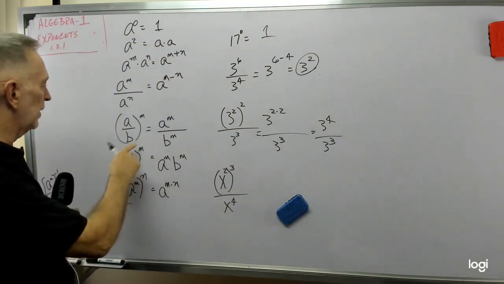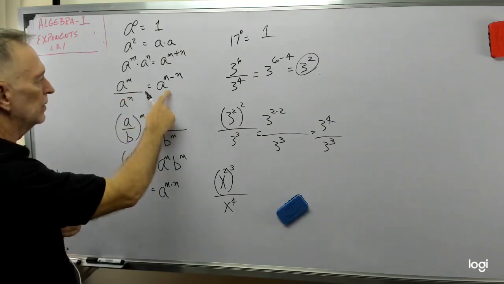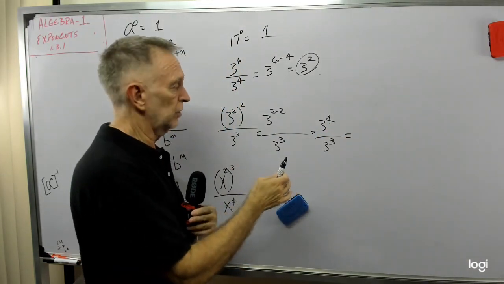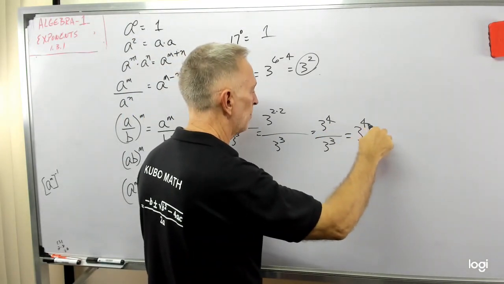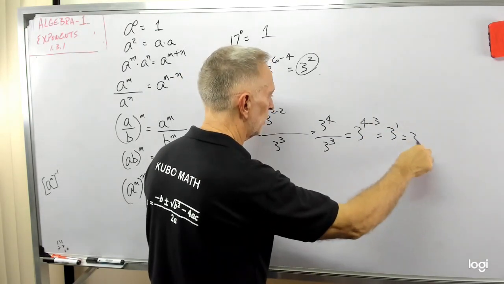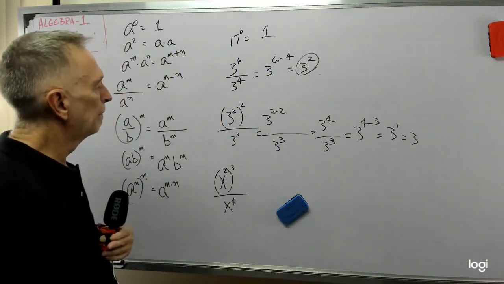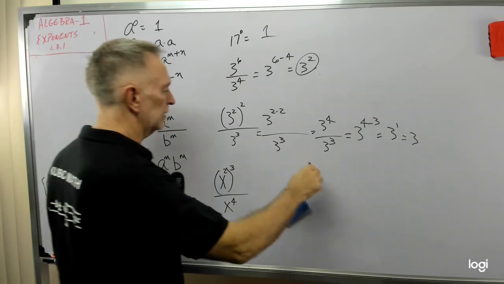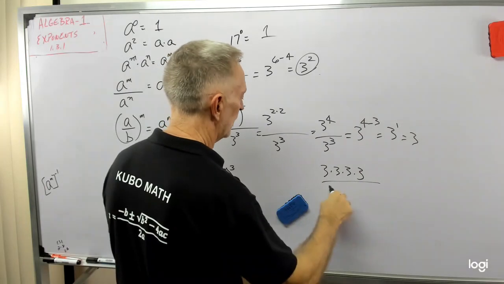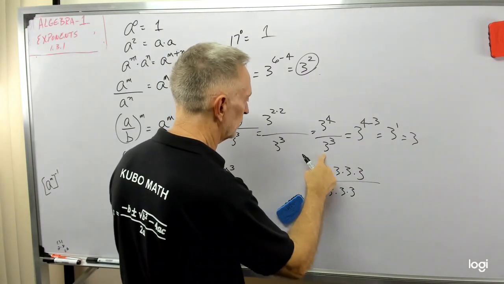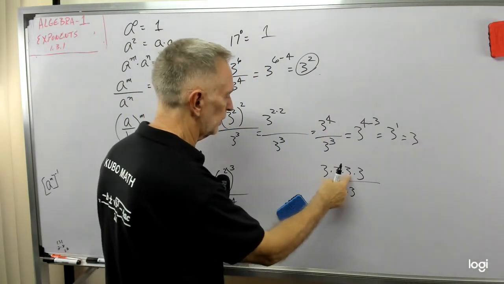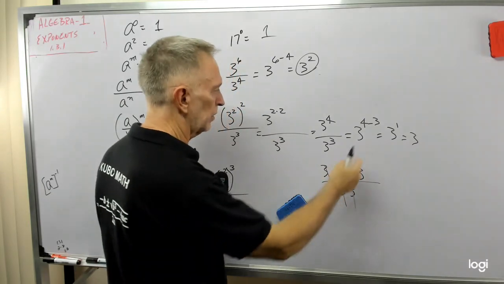Now then, I've got this rule here that I can work with. I have 3 to the 4th divided by 3 to the 3rd. So 3 to the 4th minus 3 equals 3 to the 1st power, equal just 3. And this makes sense in the fact that 3 times 3 times 3 times 3, 3 to the 4th, divided by 3 to the 3rd, 3 times itself 3 times, 1, 2, 3, 3 times itself 4 times, 1, 2, 3, 4, it leaves me only 3.